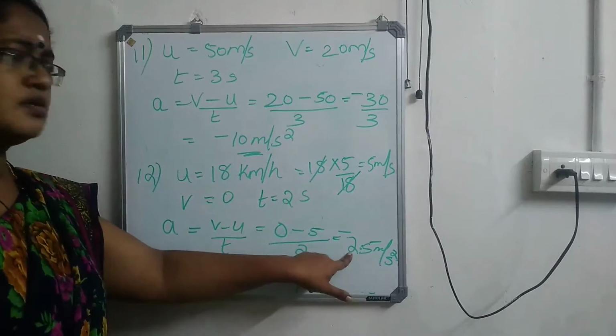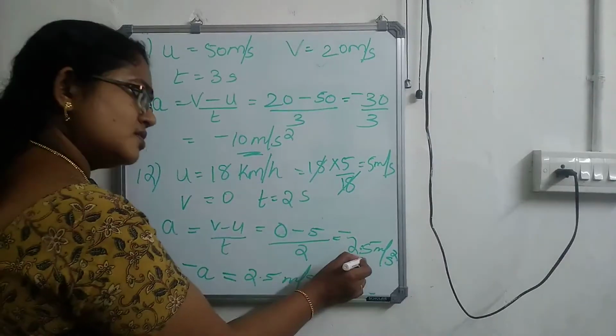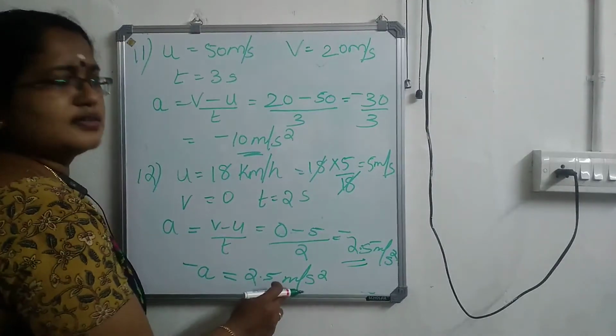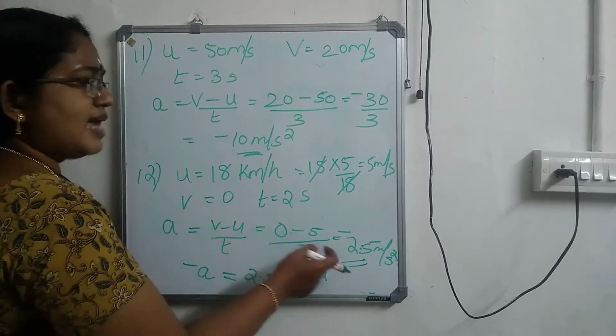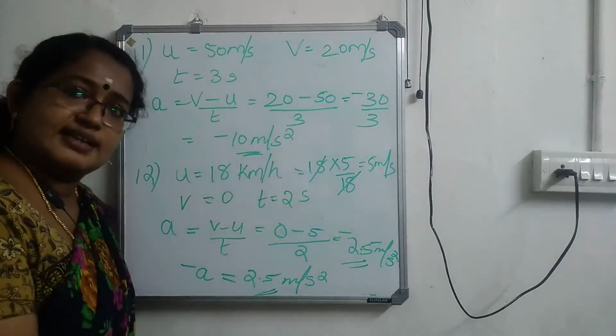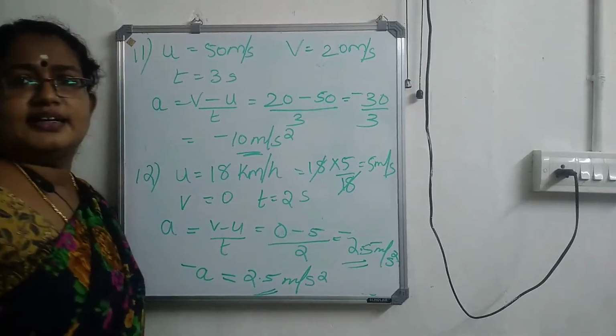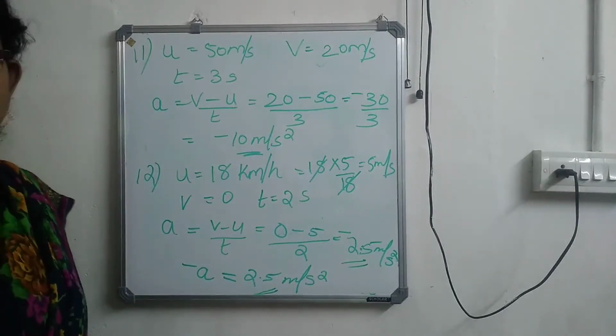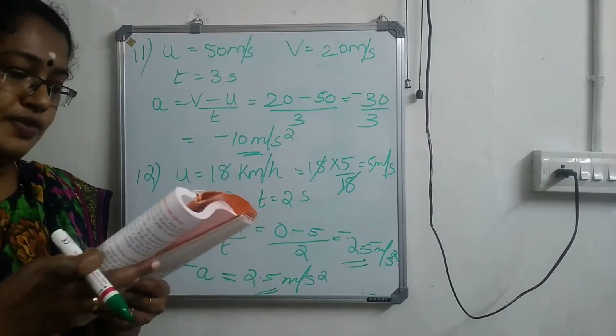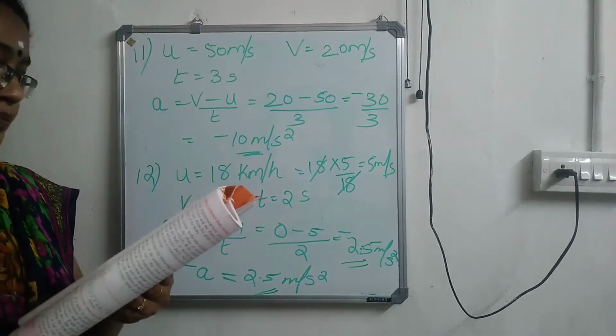If you write like this also it is correct. Okay, if you stop with this also it is correct. Or if you write like this, both are correct. This means acceleration is negative. That is, it is retardation. Here directly we are writing for retardation. Okay. Now we will move to the next question.